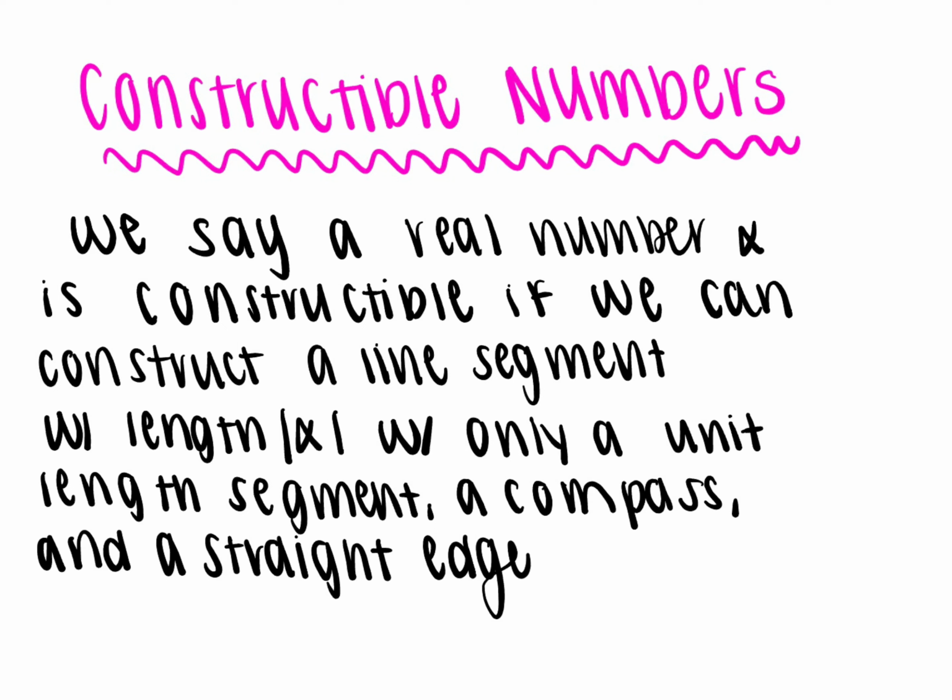So today we're just going to be talking about constructible numbers, what they are, and some examples of them. We say a real number alpha is constructible if we can construct a line segment with length absolute value of alpha, with only a unit length segment. In this case, we're going to be using 1, a compass, and a straight edge. You can also have constructible angles and whatnot, but we'll see that as we move on.